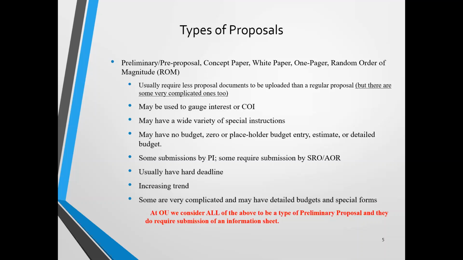We are seeing a lot of times if they ask for a detailed budget or an estimate for the cost share, that they usually expect the PI to stay pretty close to that budget estimate. And sometimes they will not allow any change at all based on it. We do consider all of these types of proposals to require information sheets. So basically, anytime you're submitting anything to a sponsor that they're going to make some type of a decision off of, you need to be doing an information sheet on it before you do the submission.